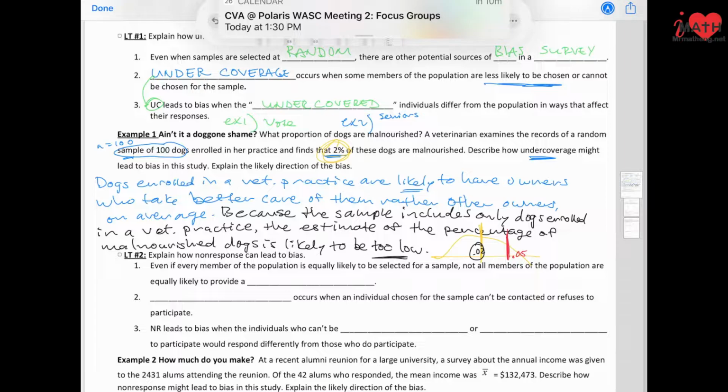Learning target number 2. Explain how non-response can lead to bias. Even if every member of the population is equally likely to be selected for a sample, not all members of the population are equally likely to provide a response.